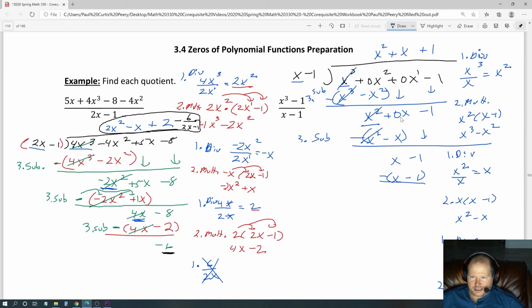We subtract, because that's the third step. Subtract. And they cancel out. x minus x, and negative 1 minus negative 1 is the same as negative 1 plus 1. So those cancel out, leaving you 0. So in this case, it went in nice and evenly.